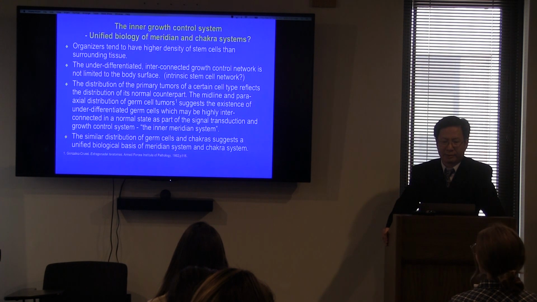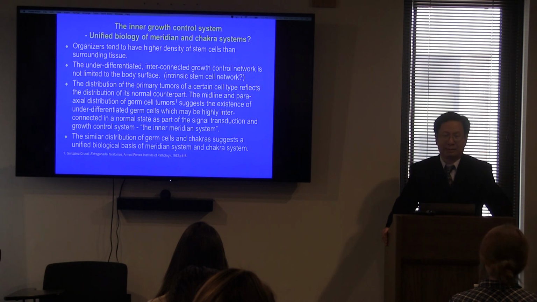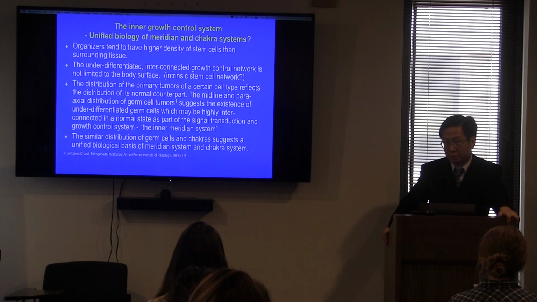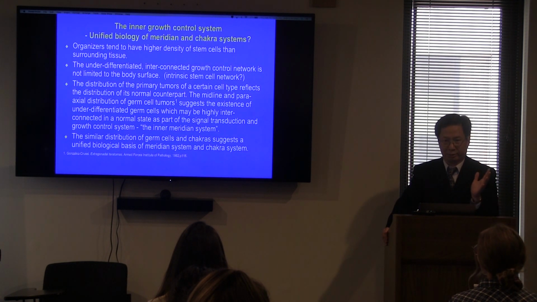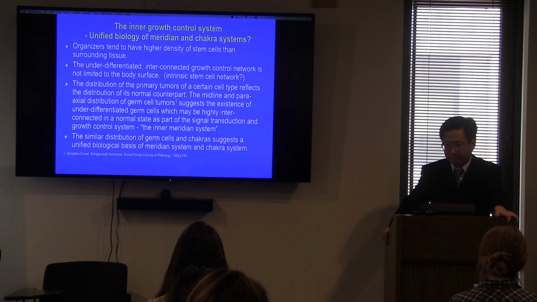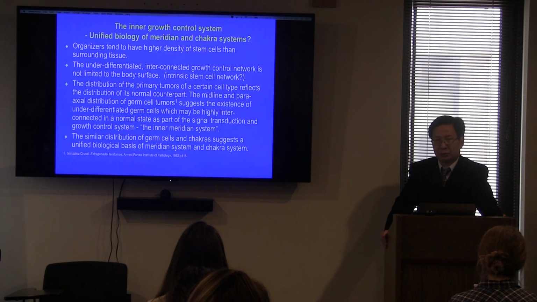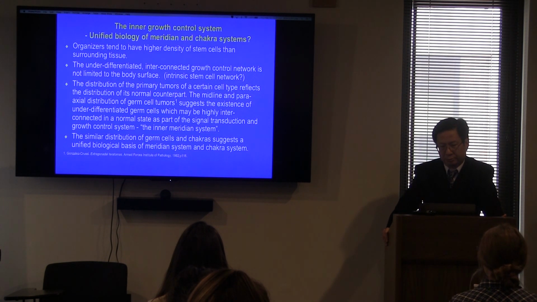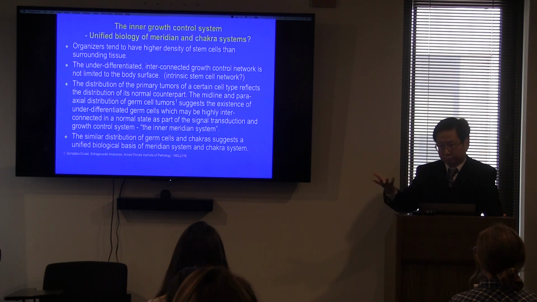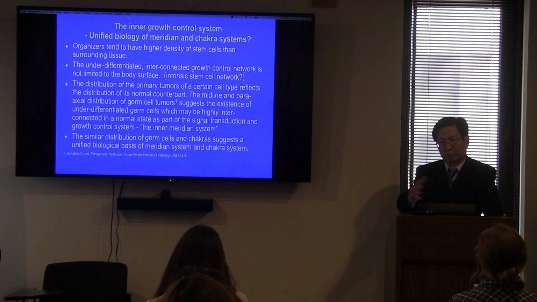And there's one type of stem cell whose distribution happens to be well known, and that is the germ cell. It is the least differentiated cell in our body. A germ cell can grow into all three germ layers: the ectoderm, mesoderm, and endoderm. And the germ cell distribution can be deduced from the distribution of germ cell tumors. As we know, the primary site of a tumor basically correlates with the distribution of the corresponding normal tissue.